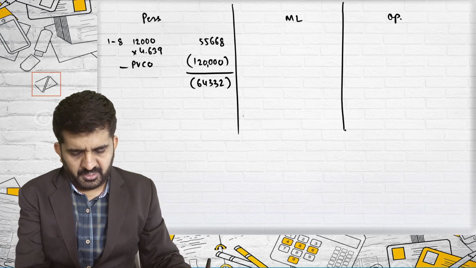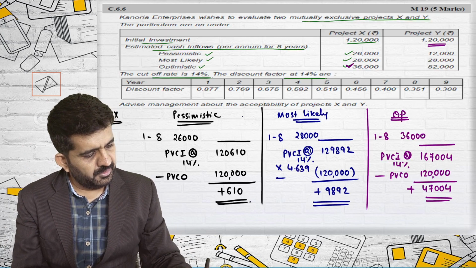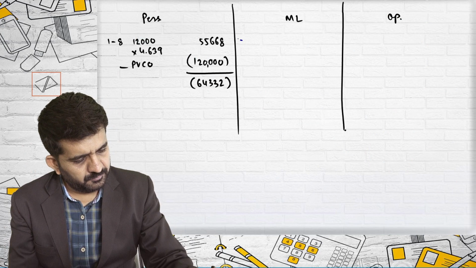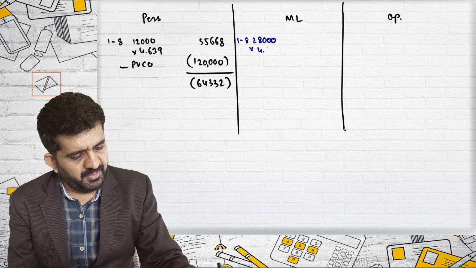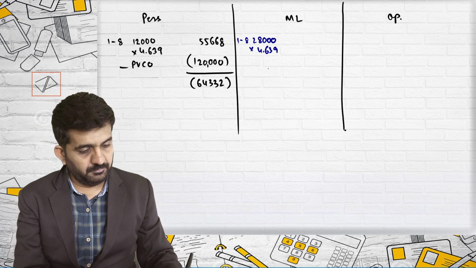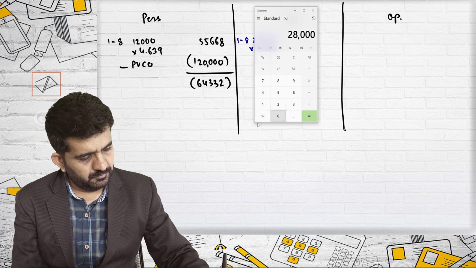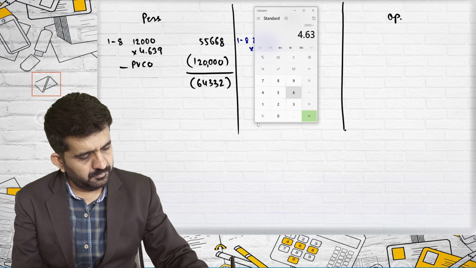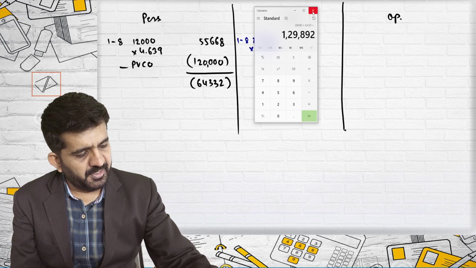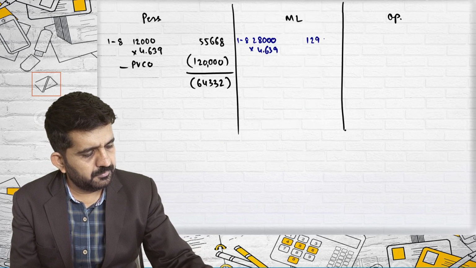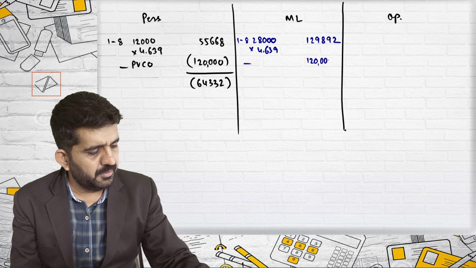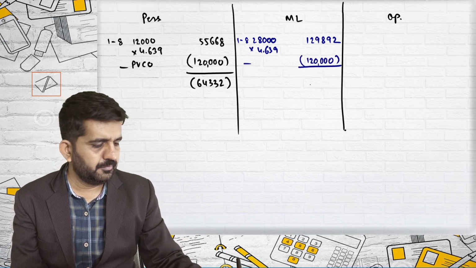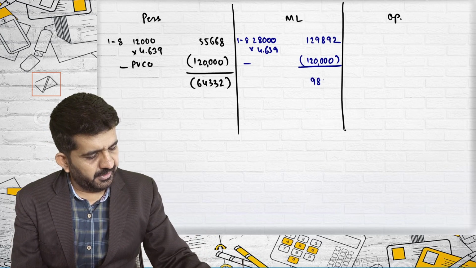If it is most likely, it is 28,000 multiplied by 4.639, 129,892, minus 1,20,000, 9,892.